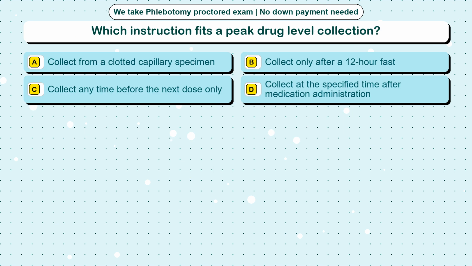Question 39. Which instruction fits a peak drug level collection? Option A, collect from a clotted capillary specimen. Option B, collect only after a 12-hour fast. Option C, collect any time before the next dose only. Option D, collect at the specified time after medication administration.